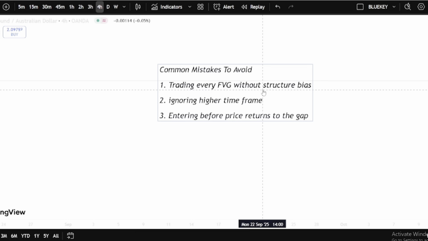Another mistake is entering before the price returns to the gap. This is another thing that fast finger causes. You just want to enter, hit the price just before the market even gets to your area of interest. That is another powerful mistake that we usually make. So this is just basically the fair value gap entry strategy, but you can combine it with order block and imbalance to make it a lot more powerful.